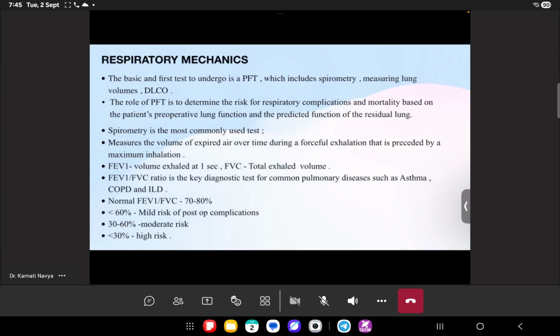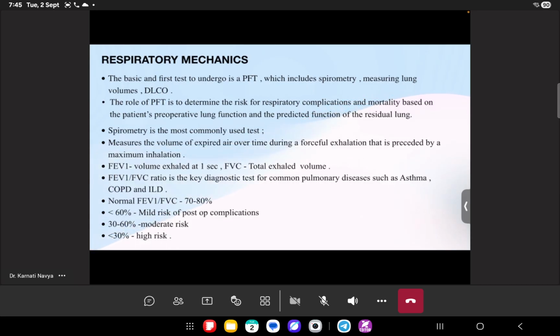In the respiratory mechanics, the first and basic test to undergo is the PFT, which includes spirometry, measuring the lung volumes, and diffusing lung capacity of carbon monoxide. The role of PFT is to determine the risk of respiratory complications and mortality based on the patient's preoperative lung function and the predicted function of the residual lung.